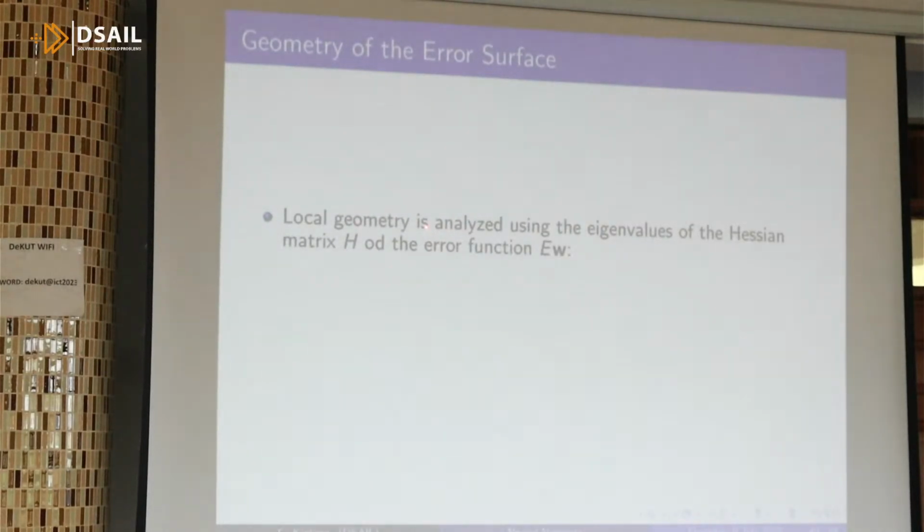So the local geometry of the error surface, and this is information I am giving it to you just for your general knowledge, is analyzed using eigenvalues. You guys have probably studied eigenvalues in your calculus class or linear algebra. Eigenvalues of the Hessian matrix. So when you get your error function, which is a function of the weights, the Hessian matrix simply means you're taking various second derivatives, all right?